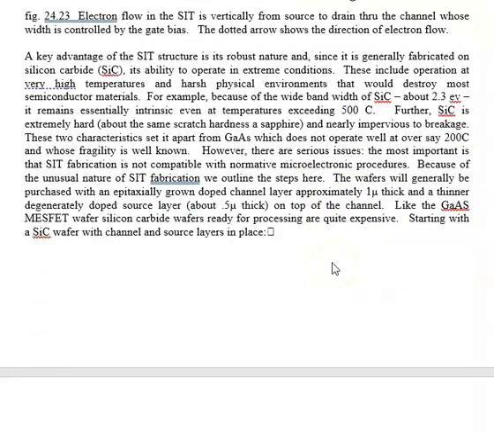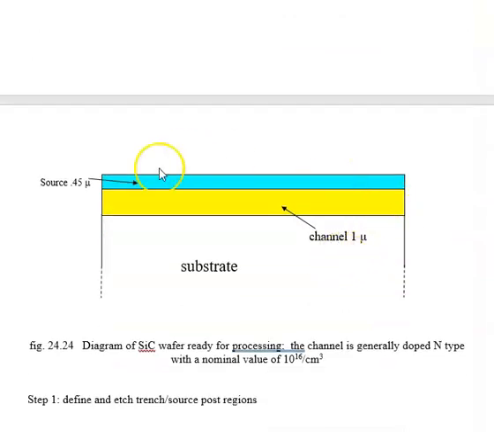Okay, let's take a look at the fabrication. So we start with the wafer as purchased. It's about a 4-inch wafer. It's got a 1 micron channel width, and it has about a half micron source width. So that's it as purchased. Like the gallium arsenide wafer as purchased, and unlike silicon, the cost for the wafer before we even start the processing is quite high.